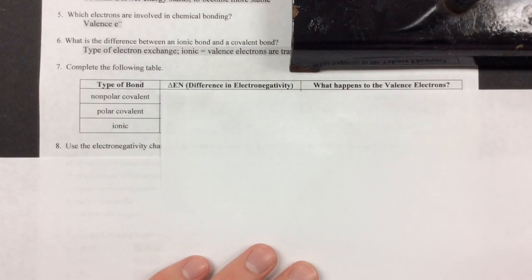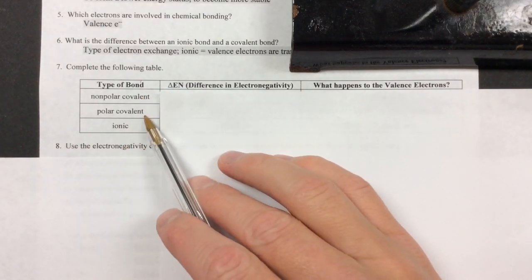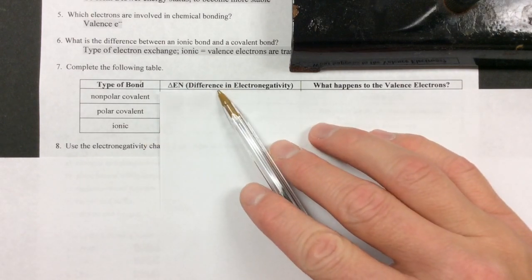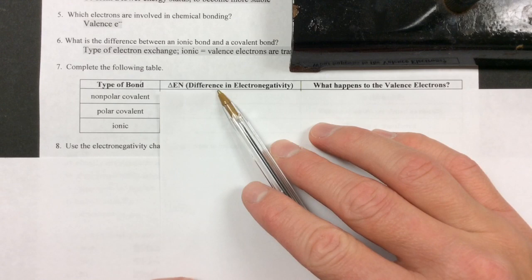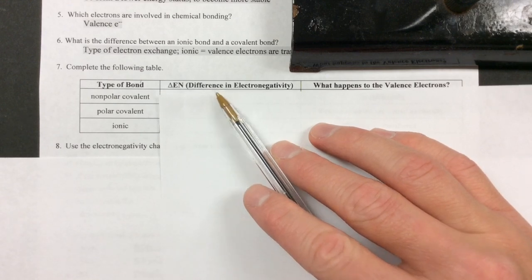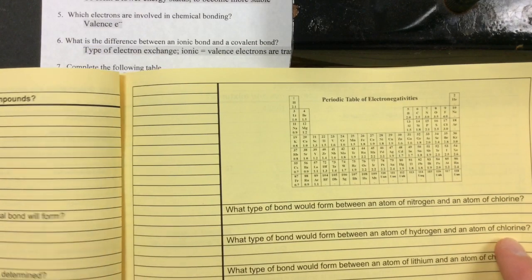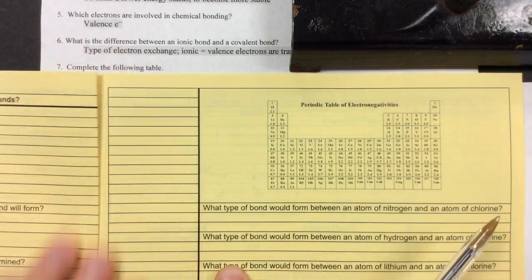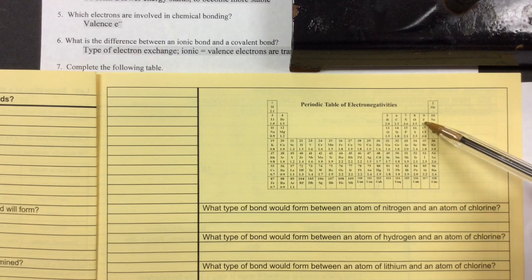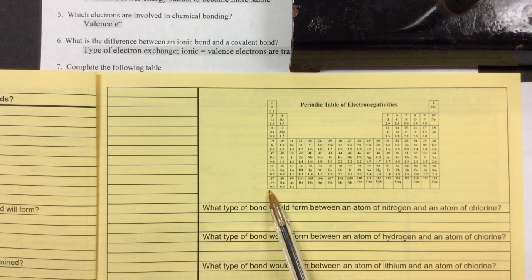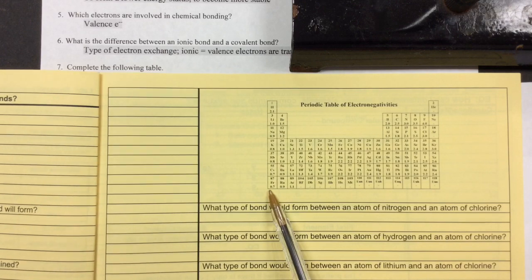Next part of our review here deals with types of bonds, whether you can tell if something is a non-polar covalent, a polar covalent, or an ionically bonded compound. And basically what we're going to do is calculate the difference in electronegativity. So if you look in your packet, at your notes, you have a chart that looks like this, a periodic table of electronegativities. Obviously, fluorine right here is the most electronegative element at 4.0, and francium down here in the lower left-hand corner is the least electronegative element at 0.7.